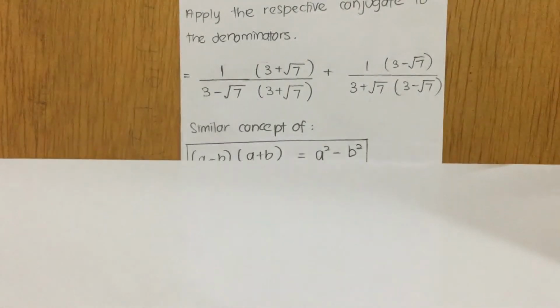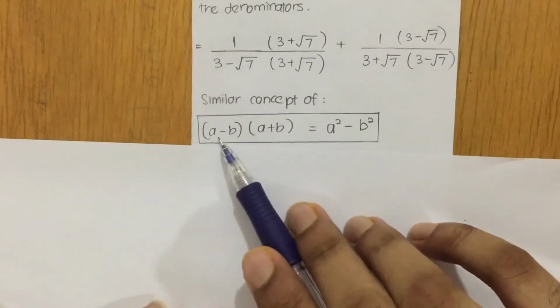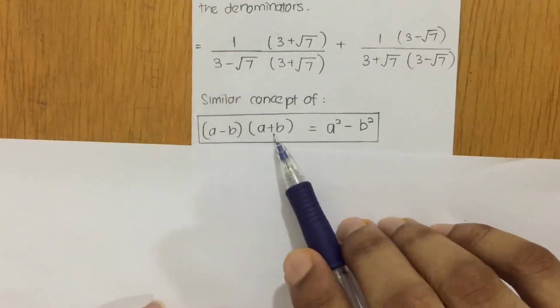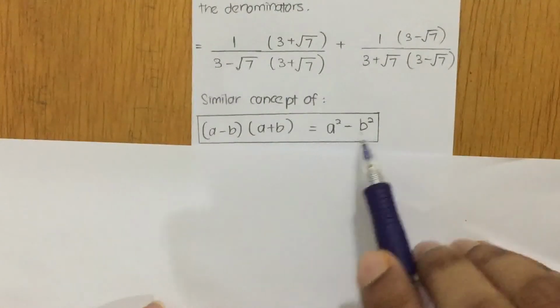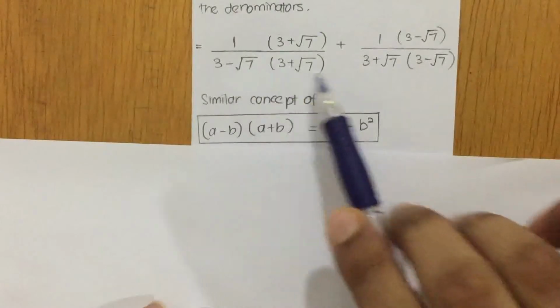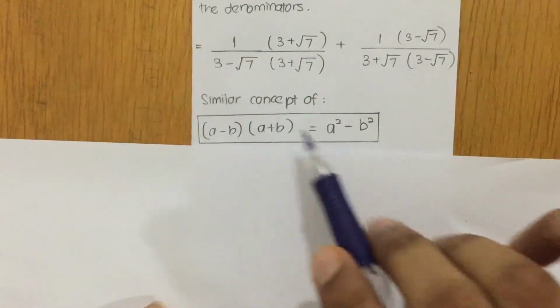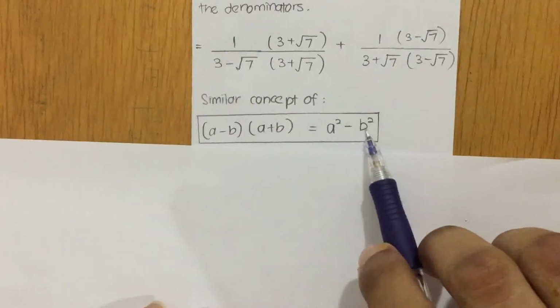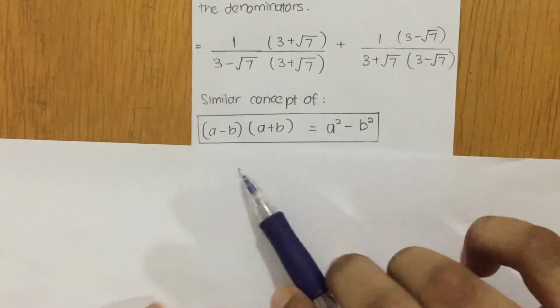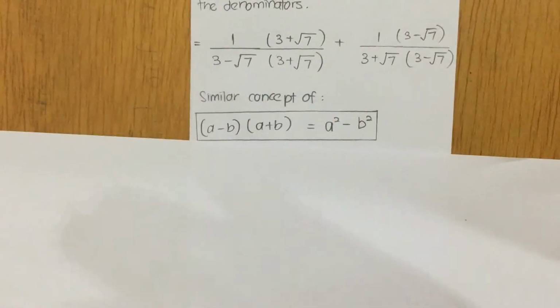We're going to apply a similar concept. Remember in algebra, a minus b, you times with a plus b, you get back a square minus b square. So we're going to apply the similar concept to the surds over here, guys. When you times this conjugate, you'll get back a square minus b square. This concept we're going to use for our denominator, guys. Let us continue.